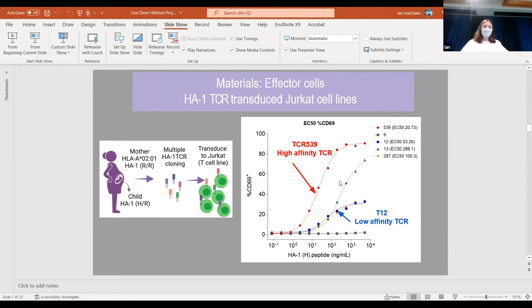And if you look at the graph, the display of CD69 is on the y-axis, and on the bottom, the x-axis is the amount of peptide needed. So the TCR with the highest affinity is going to have the highest amount of CD69 at the lowest amount of peptide, and that's the one we want. We want the most CD69 at the lowest concentration.